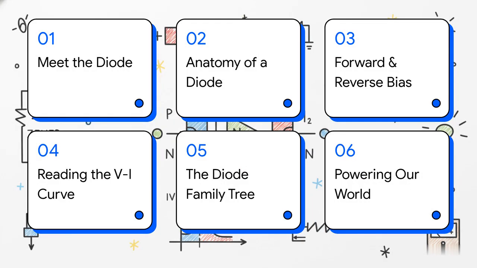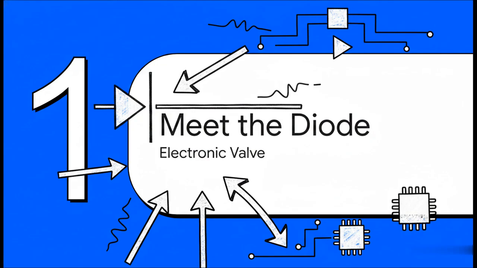Okay, let's dive right into this. We're going on a macro journey today. First, we'll meet the diode and look at its anatomy. Then, we'll cover forward and reverse bias, learn how to read a VI curve, explore the whole diode family tree, and finally, see how they're powering our world. Part 1. Meet the diode, the ultimate electronic valve.